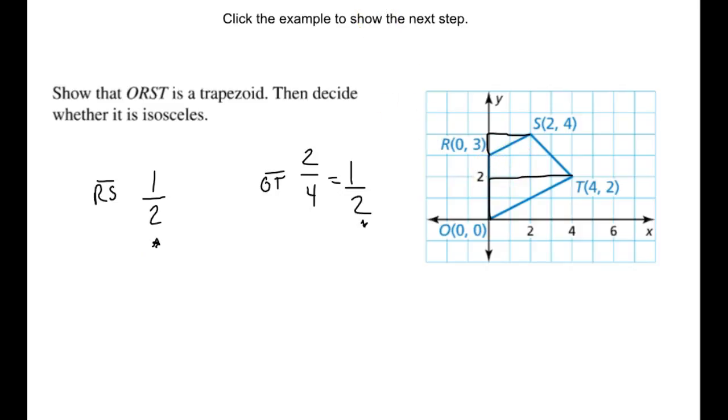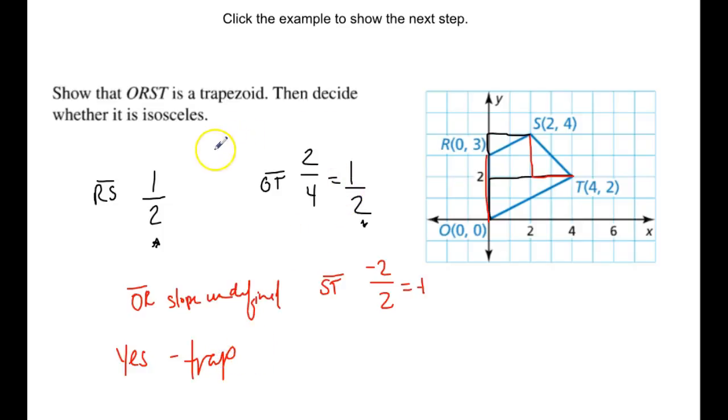Now let's look at the slopes of my other two sides. Between QR, I see that my slope is undefined, right? Because I go up 3 and I go over 0, so I'd be dividing by 0, which gives me undefined. So now let's look at ST. From S to T, I go down 2 over 2, which simplifies to -1. So since these two slopes are not the same, but these two are, I can say yes, it is a trapezoid.